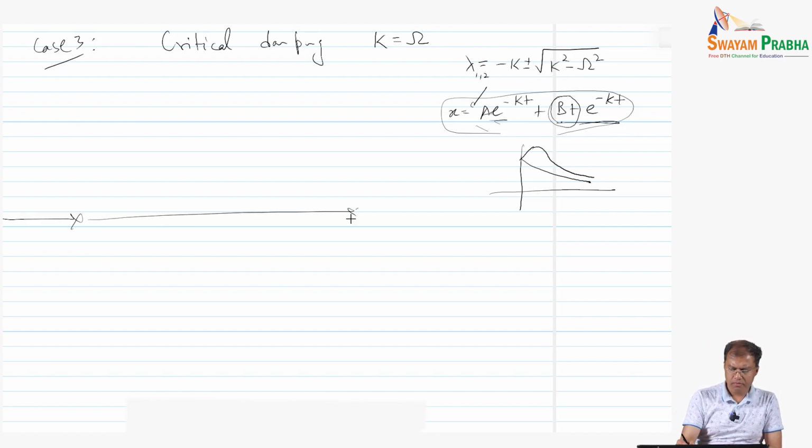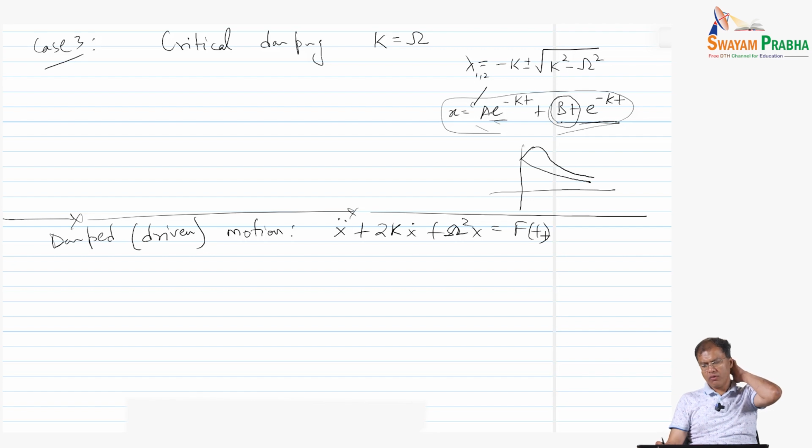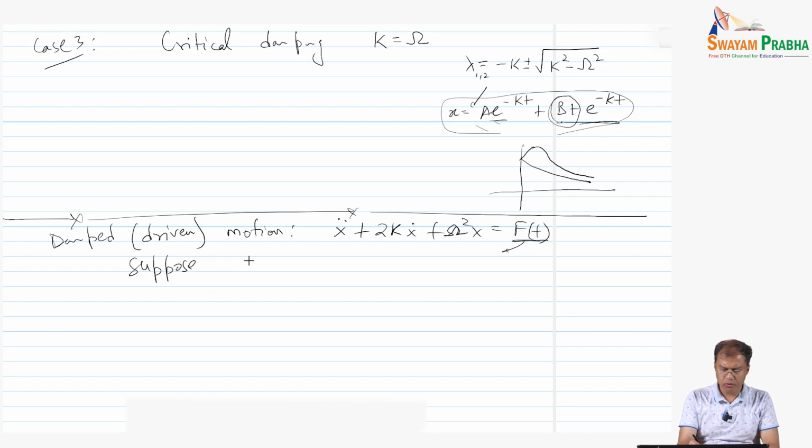So the driven system, the damped driven system, the damped driven motion. Okay, so what we have is x double dot plus 2k x dot plus omega square x is f of t, right? So we have the damped driven scenario where the motion is also driven by an external forcing on the system. Suppose we assume f of t is the following function, f naught cos pt. So we have a harmonic driving of the system.